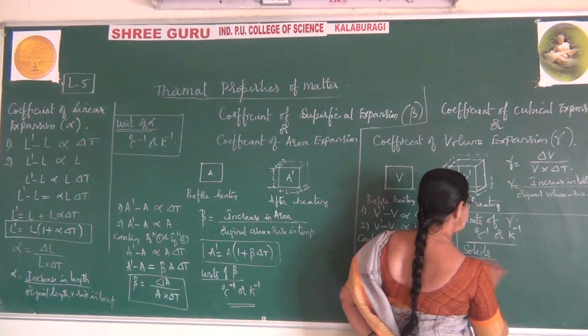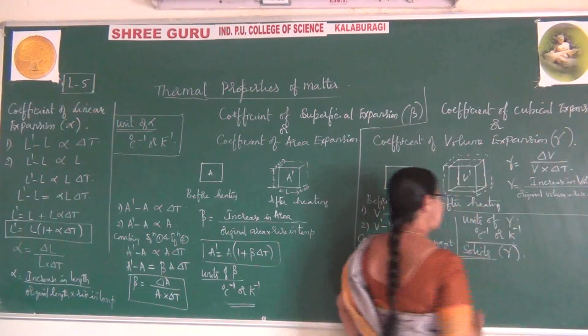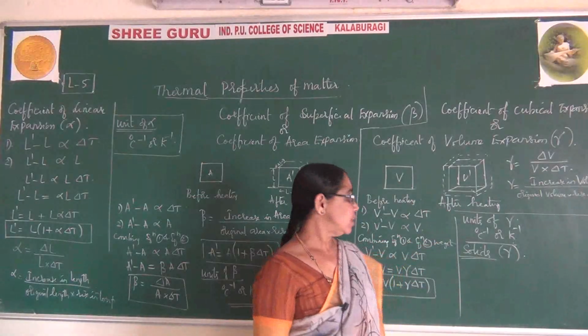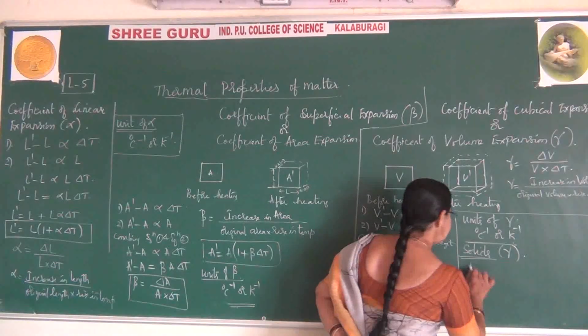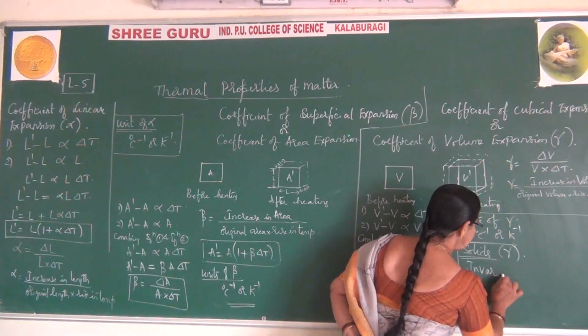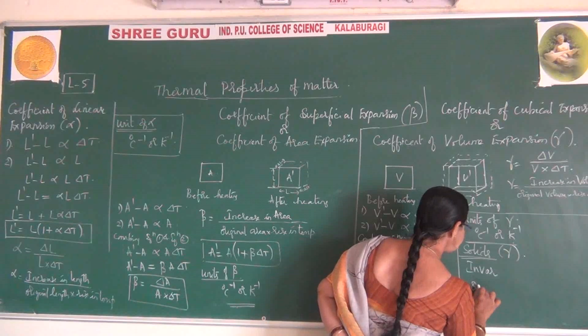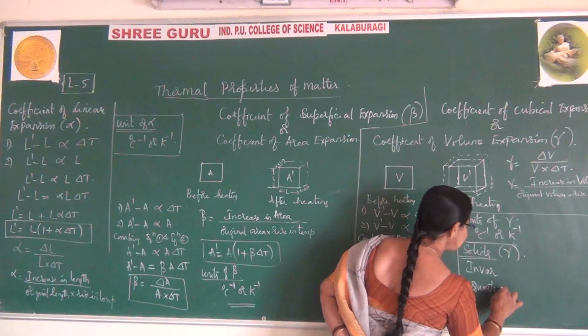Particularly for solids, that is gamma, nothing but volume expansion only for solids. In that, I take an example of invar material, and one more, quartz. So what do you observe from this?